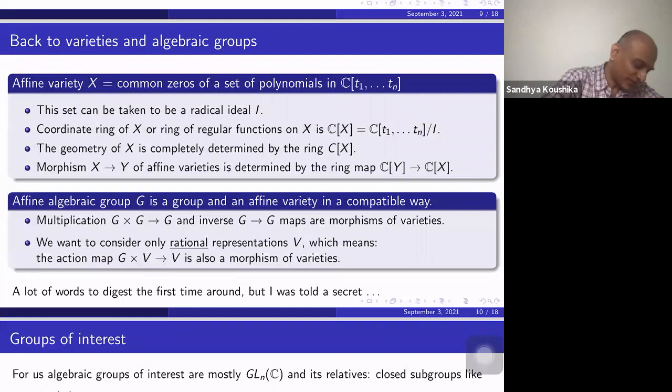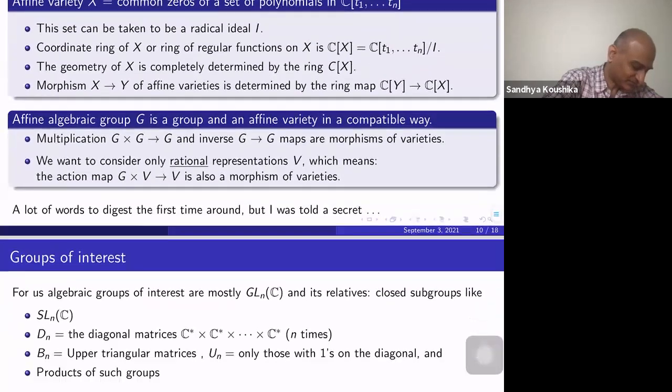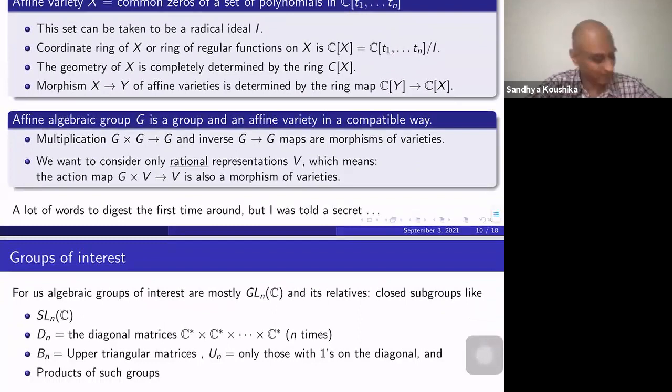which are subgroups of the following kind. So here's a list. The special linear group, then the group of diagonal matrices. Now notice that C star is also a general linear group, it's GL_1. Then we want to consider groups of upper triangular matrices. Remember, invertible, because we are in a group, and only those upper triangular matrices that have ones on the diagonal. So these groups are useful in developing the theory, right? And products of such groups, or maybe quotients of such groups by finite subgroups.